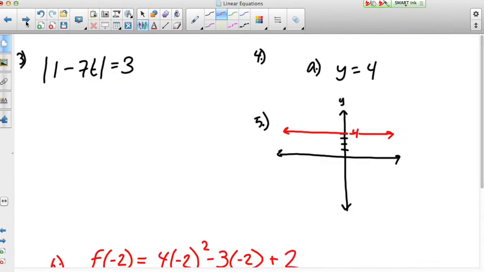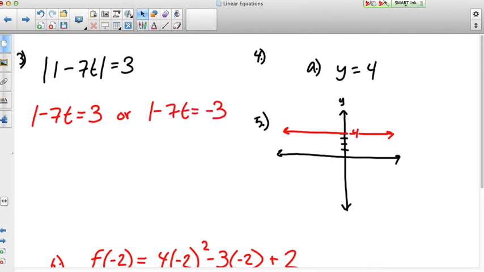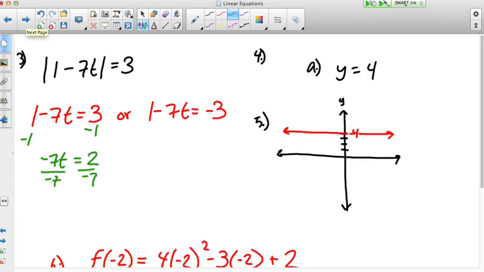Question 3, absolute value equation. When solving an absolute value equation, you need to set up two separate equations. So 1 minus 7t equals positive 3, or 1 minus 7t equals negative 3. And we have to solve both. So I'm going to subtract 1 from both sides to get negative 7t equals 2. Divide by negative 7 on both sides. t equals negative 2 over 7.